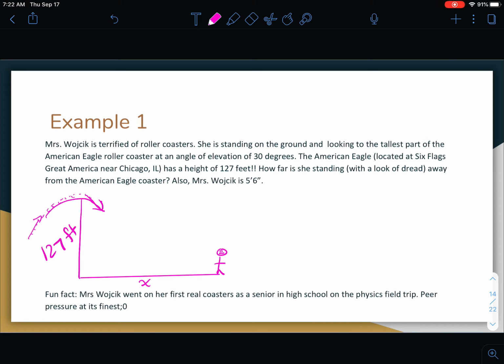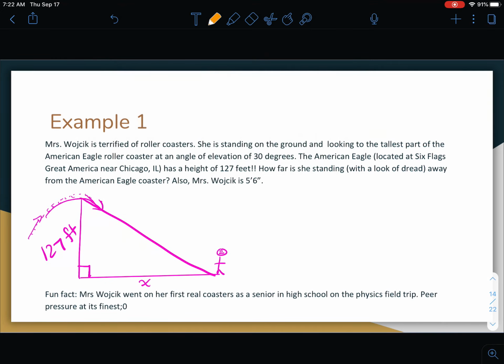This is 127 feet. So what I'm doing is I'm going back to the problem, sifting through all this nonsense to find out what are the important pieces that I need to draw in here. Now we're going to say this is a right angle. We're looking at a right triangle here, and we have an angle of elevation. Now here is a tricky part.